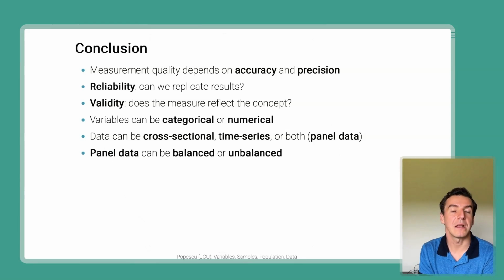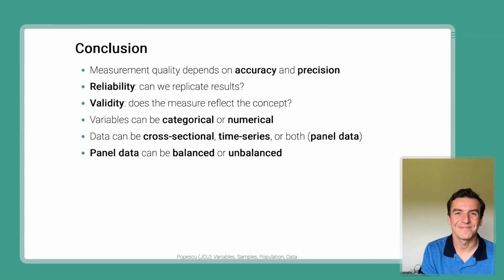Panel data can be balanced or unbalanced. It's balanced when we have time units for all the observations, and it's unbalanced when we do not, when we have some missing time values for some observations. We also discussed hypotheses, like what good hypotheses are, what dependent and independent variables are, and how to make sure that our hypotheses always make a connection between a dependent and independent variable and always specify what the unit of analysis is.